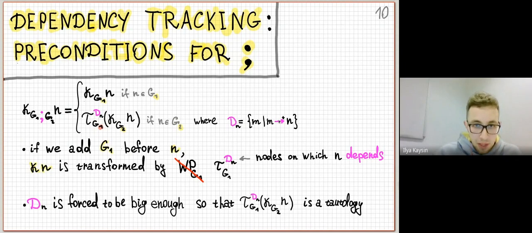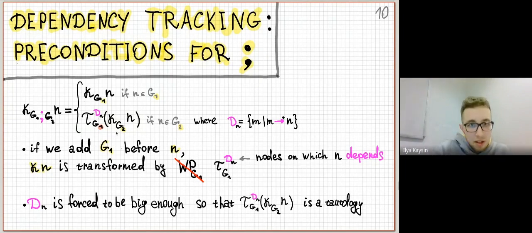Okay, and the point is that we will define this tau, this predicate transformer, in such a manner that the bigger this dependent set is, the stronger this transformer is, right? So remember that we need all kappas to be tautological.